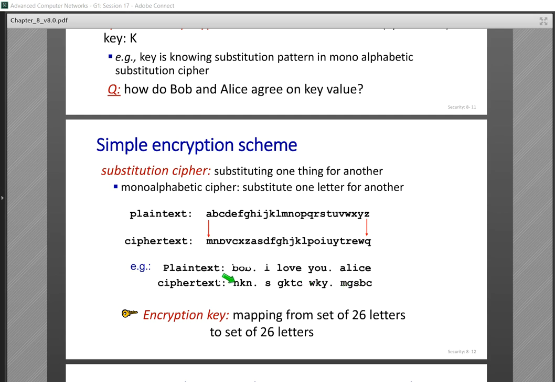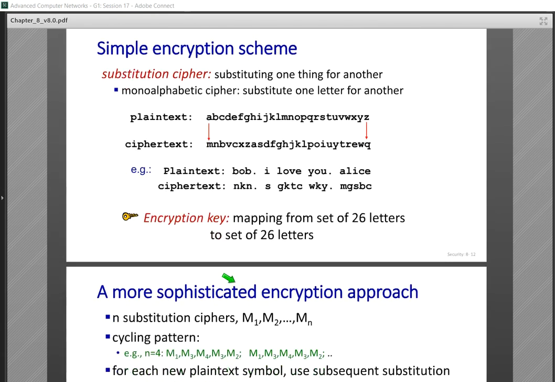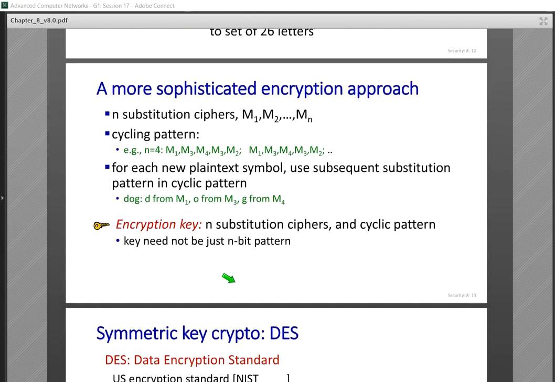If my idea about the substituted characters is correct, I can find those replaced characters, and I can continue this strategy. So this strategy can be broken easily.